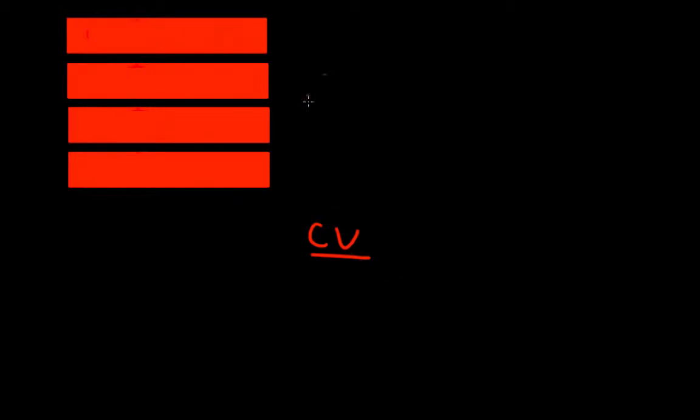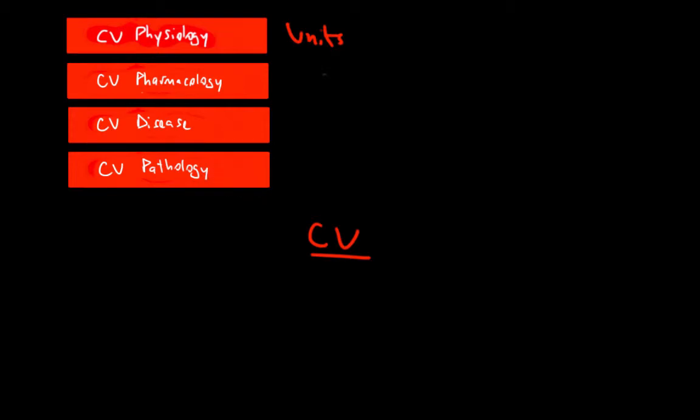So I'll just go ahead and write that here in red, units. And each of these red boxes here represents a hypothetical unit for a cardiovascular module. Now each unit's pretty broad, and our examples here are first, cardiovascular physiology. Second, you have CV pharmacology. Third, cardiovascular disease. And fourth, cardiovascular pathology.